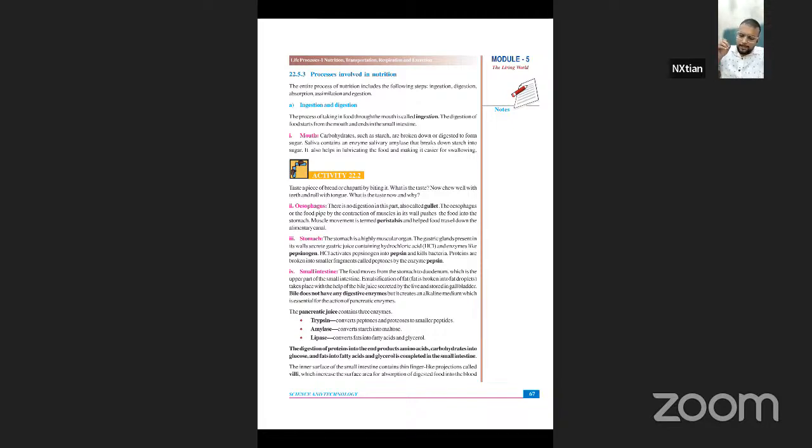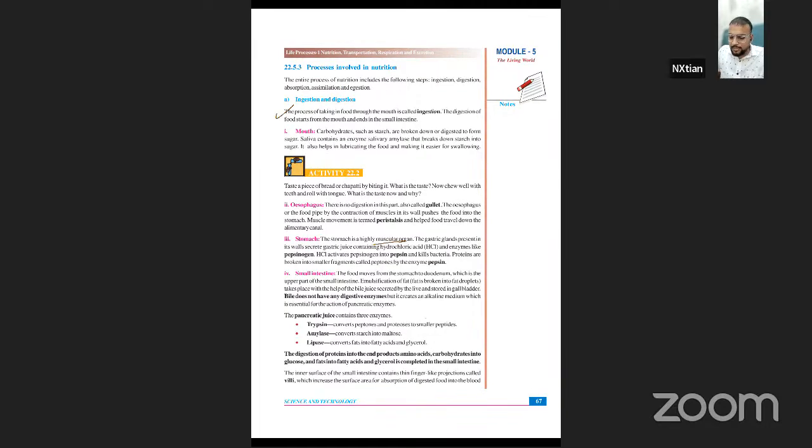Now, ingestion or indigestion. So we will learn about that. Ingestion means when we are taking food, it's called ingestion. It's written: the process of taking food through the mouth is called ingestion. And the digestion will start from our mouth itself. From our mouth itself, the digestion will start.